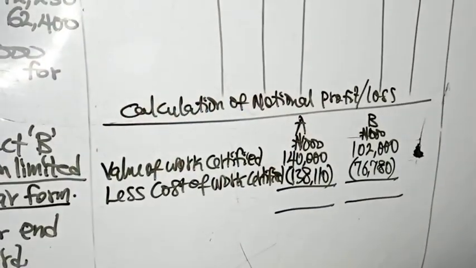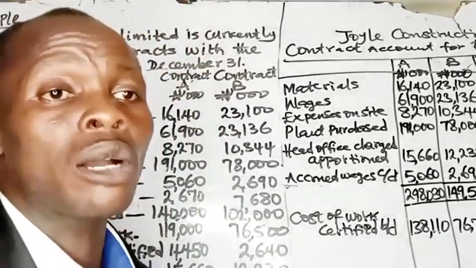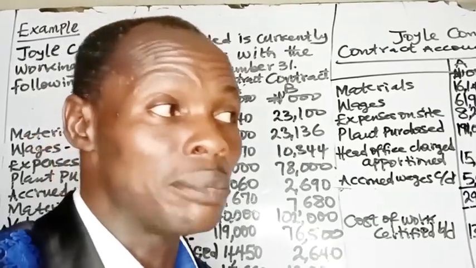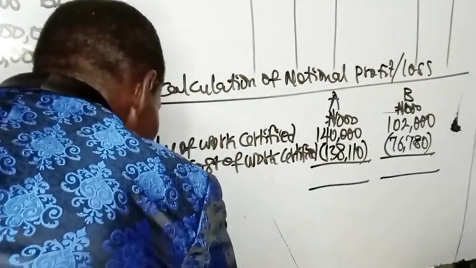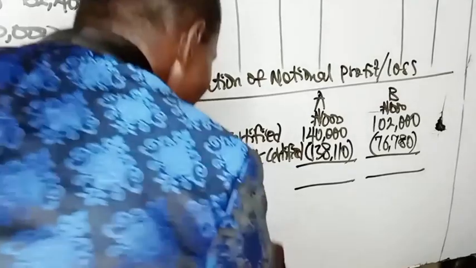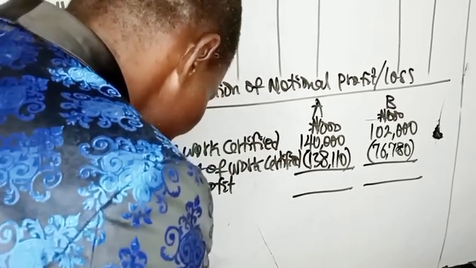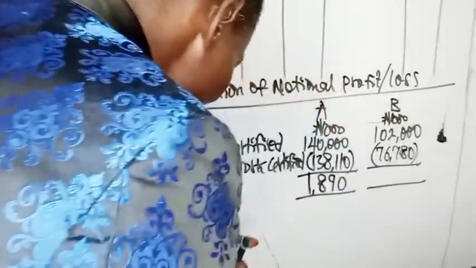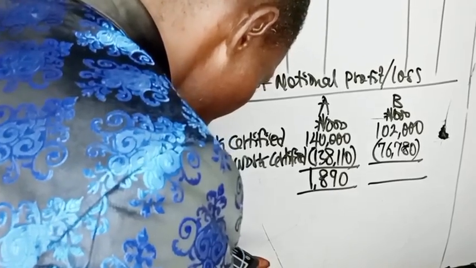In this question, you cannot determine the estimated total profit because you are not given the estimated cost to completion. Future cost to completion is not provided. So that means you cannot determine the estimated profit. The only profit you can determine is the notional profit. So we have notional profit. $140,000 minus 138,110 gives 1,890 for contract A. For contract B, 102,000 minus 76,780 gives 25,220.